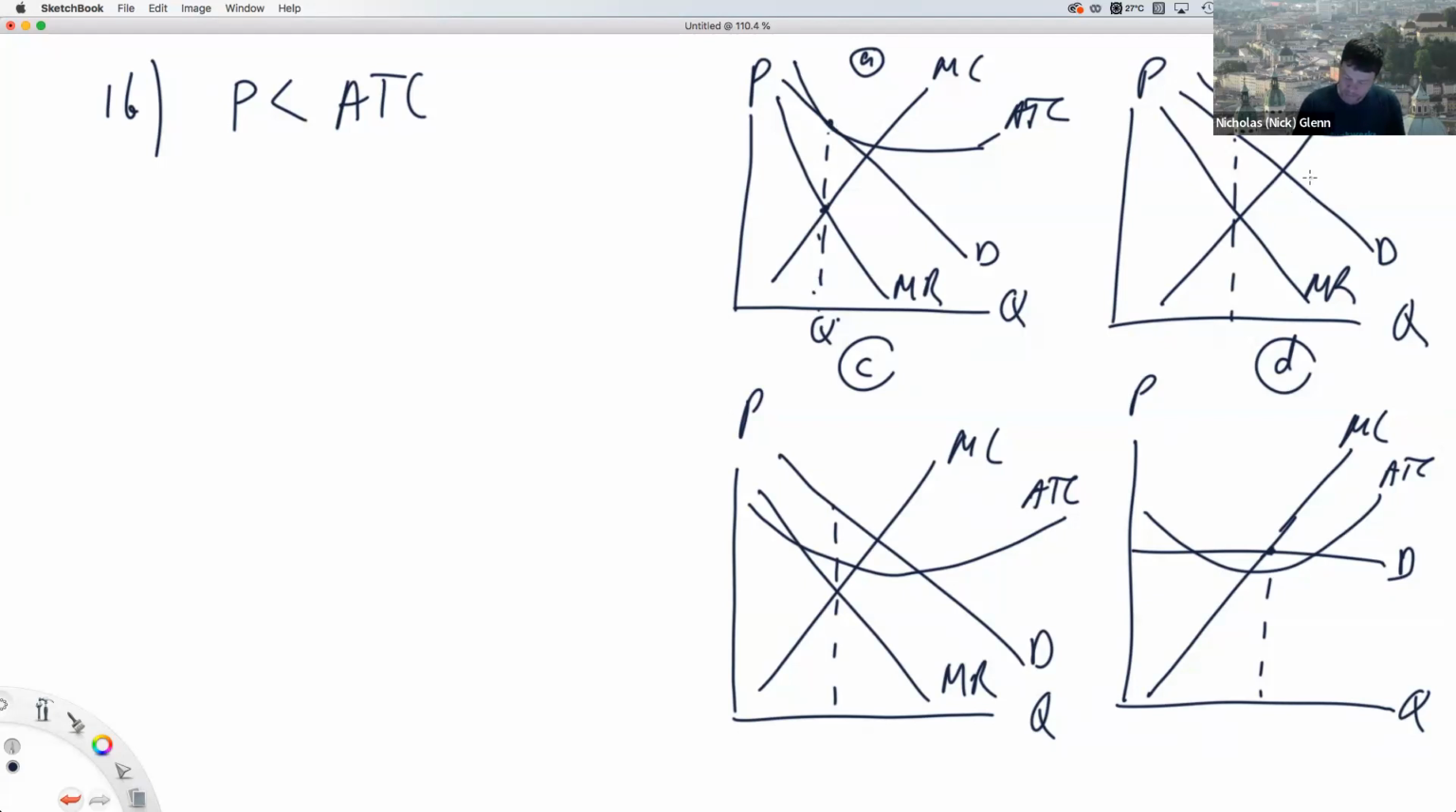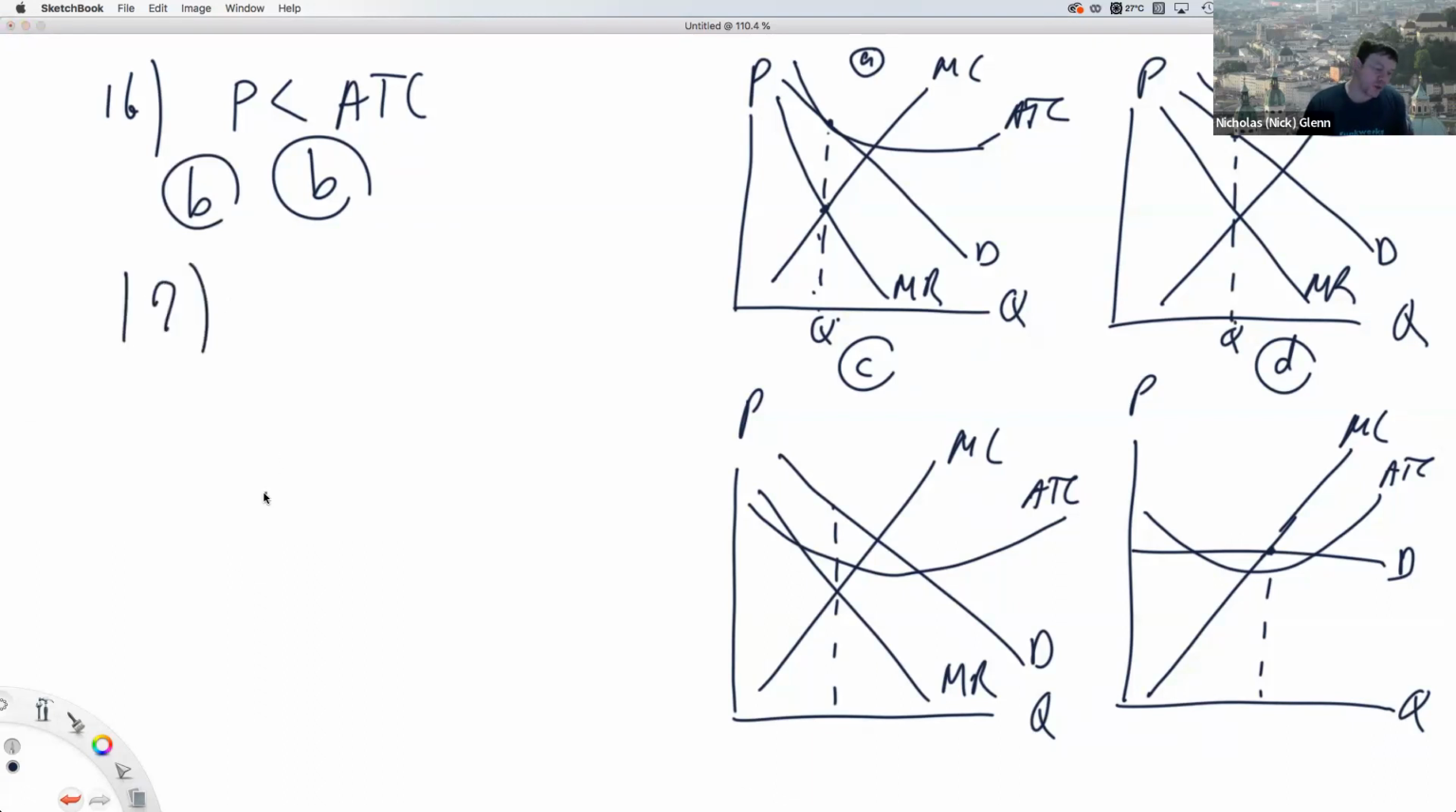What about B? Well, here's your quantity. Here's your price. It's actually below the average total cost. Some firms are going to exit because of that. In the long run, when they can do something about it, they're going to exit. And so, that's B, panel B.